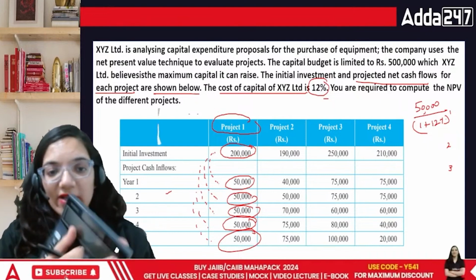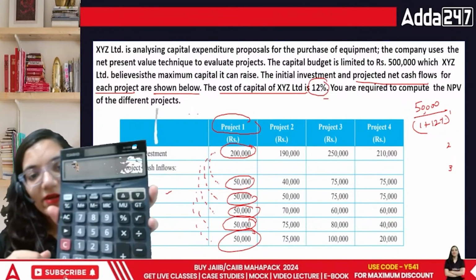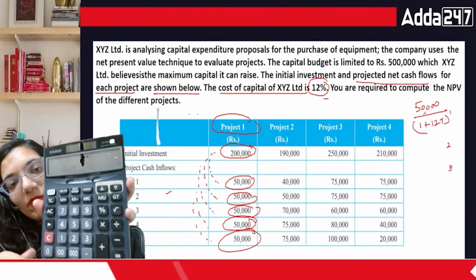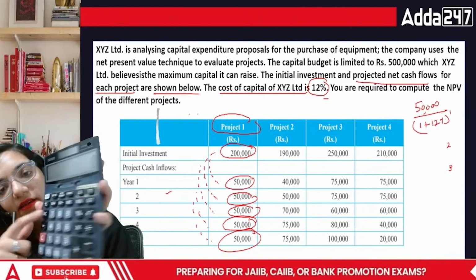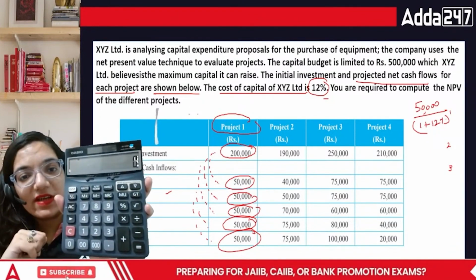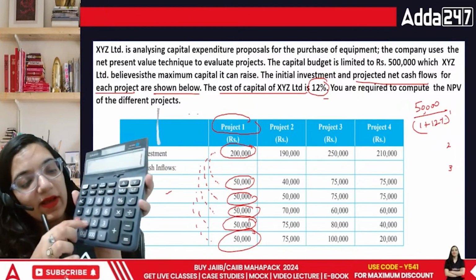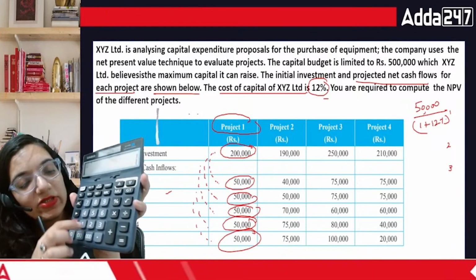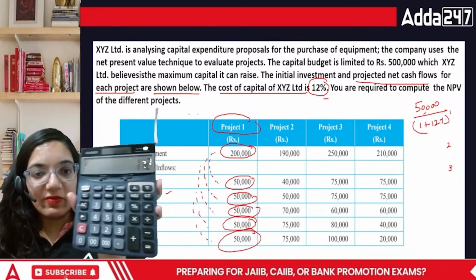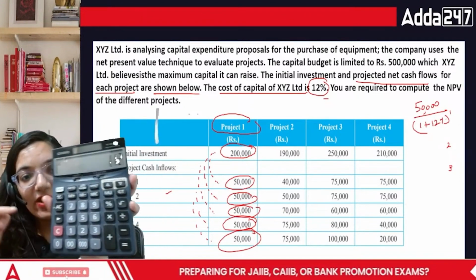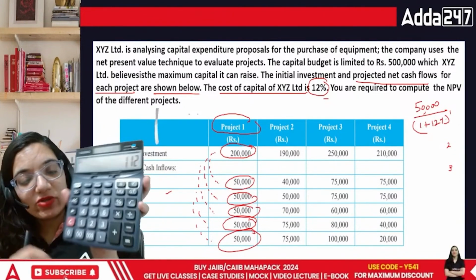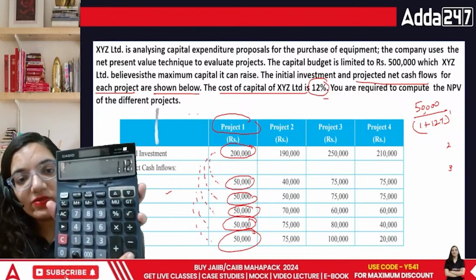You pick up your calculator, whatever calculator that you are using. This is 12% now. You pick up 1 divided by 1.12. That means 1 plus 12% gives you 1.12. Now it becomes 1 divided by 1.12. Then click on equal to.